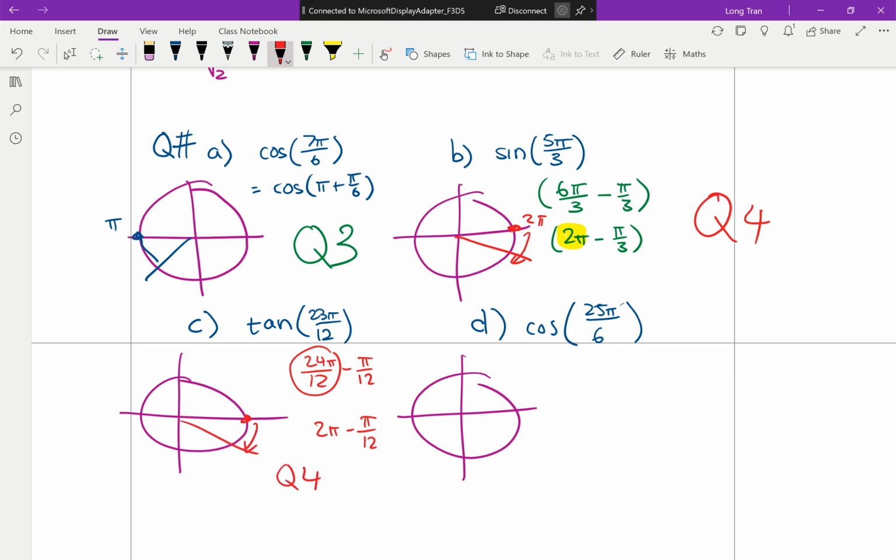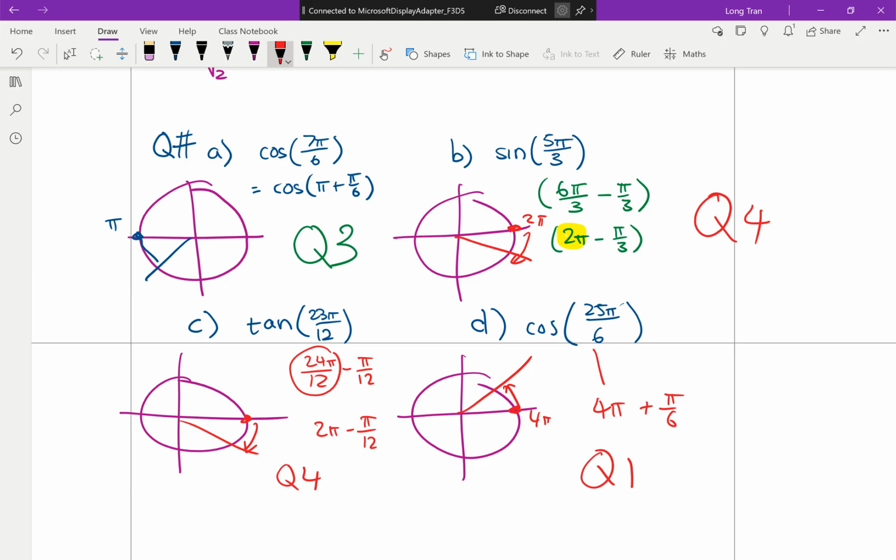Okay, that's the first skill. This is 14E, okay? Last one, cos of 25 pi on 6. First quadrant, very good. Because 25 pi on 6 is the same thing as writing 4 pi with an extra pi on 6. So 4 pi is over here, and I'm adding an extra pi on 6, so I should be in quadrant 1.